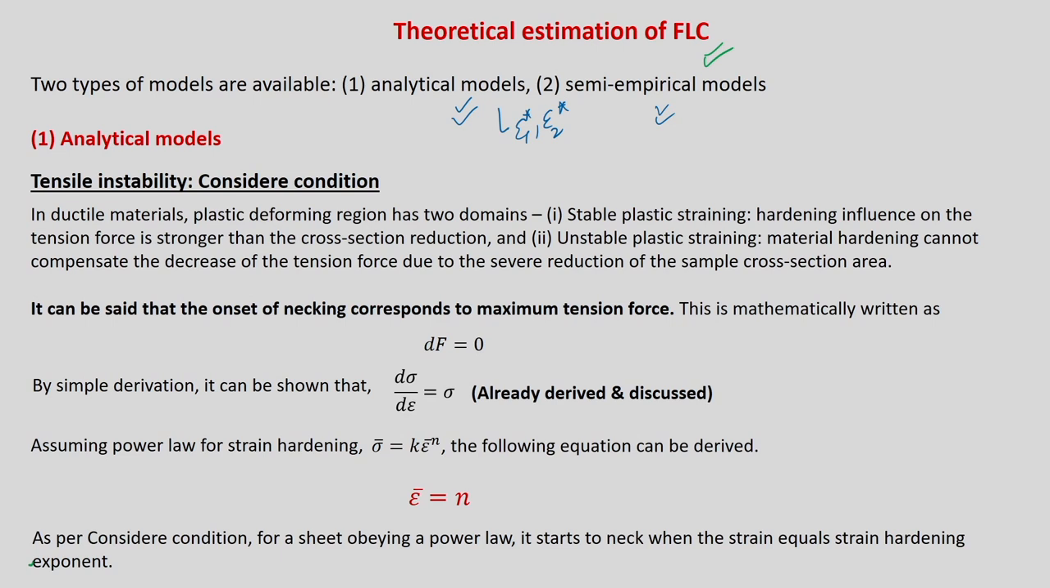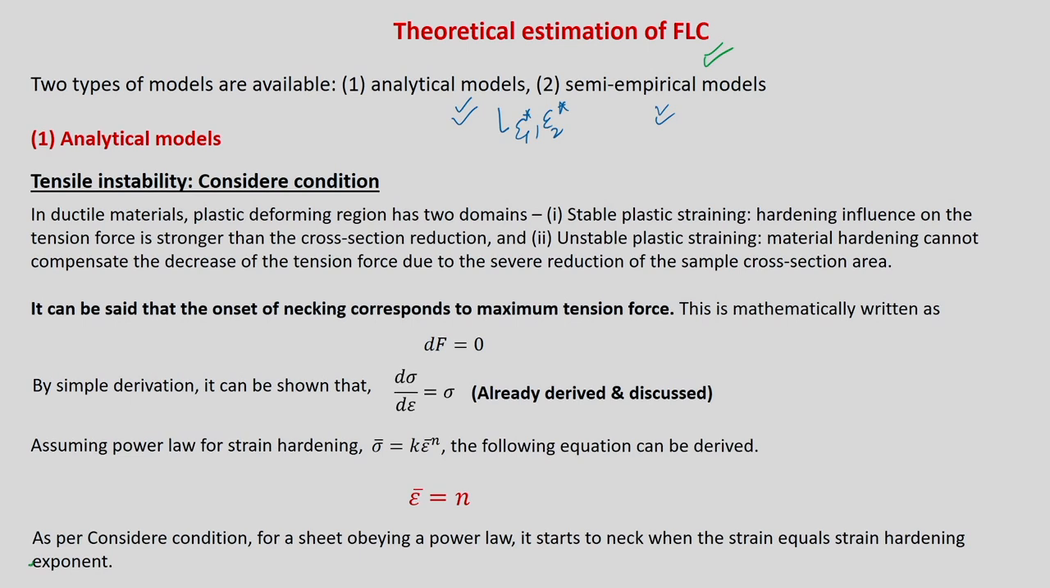There are semi-empirical models. Semi-empirical models means basically models based on some fitting, basically models based on some curve fitting. Like the way we studied the effect of UTS and total elongation, similarly, you can also estimate forming limit curve or data points in that using semi-empirical models.